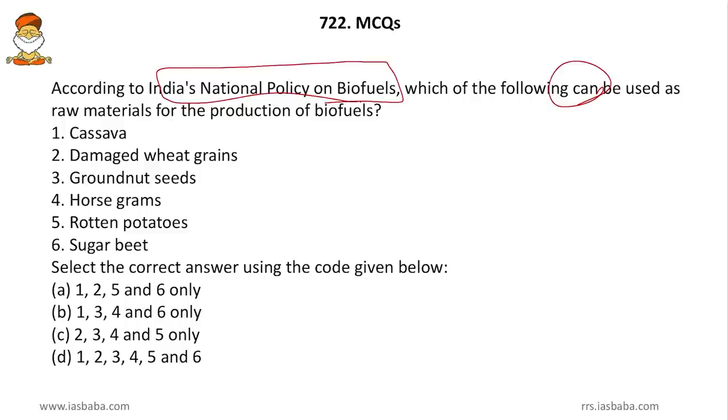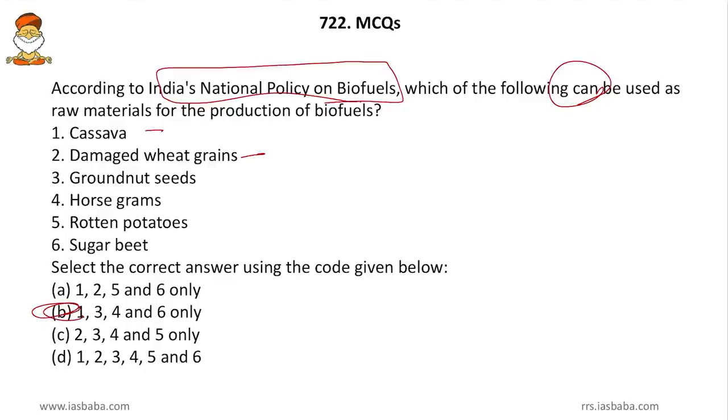Friends, overall, if you go to the ethical reasoning regarding the national policy on biofuels, then we will get to know that only those food products which are in excess, or which are decaying, rotten or damaged, are given the first preference for biofuel making. So we will search for those options in the first reading. So cassava we don't know, then damaged wheat grains, yes, this can be a formidable option. So search for 2 and eliminate those options which do not contain 2.